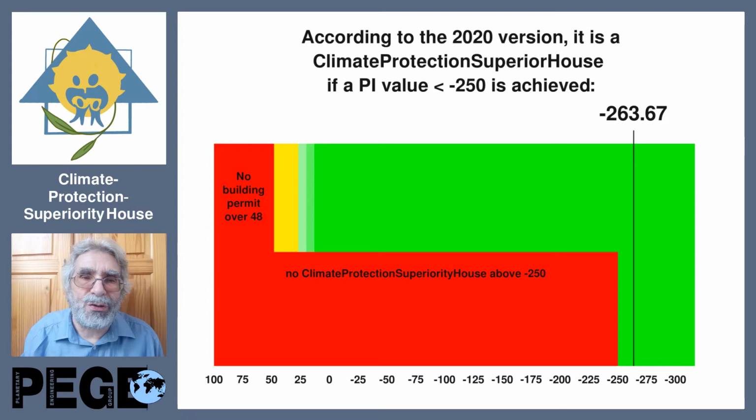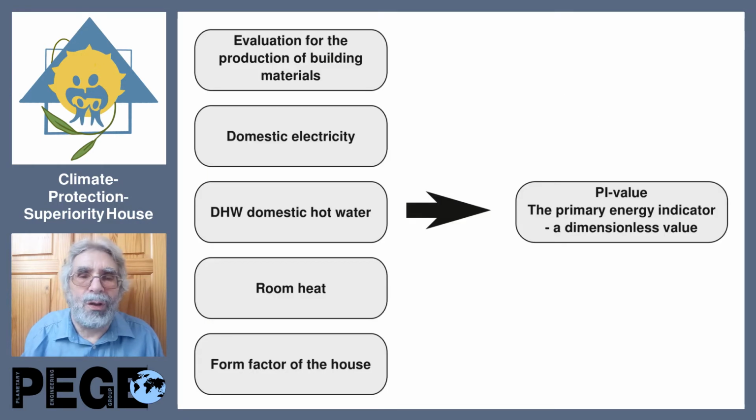So the first version of Climate Protection Superiority House was in 2020. If your p-value is less than minus 250, it's a Climate Protection Superiority House. But we want to develop this p-value further. This p-value contains the following factors.